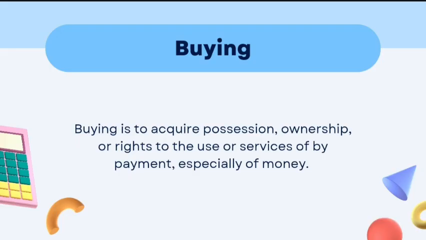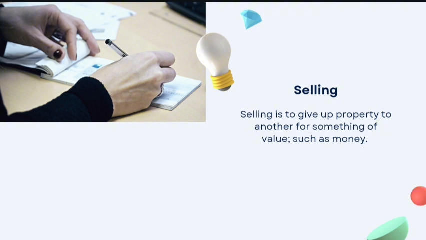Buying is to acquire possession, ownership, or rights to the use or services of by payment, especially of money. This means that the buyer wants to receive products and or services on condition that the seller is expecting to receive some form of payment, usually money. Okay, so next we have selling. Selling is to give up property to another for something of value, such as money. Here, the seller is offering to exchange his or her products or services for something, usually money.